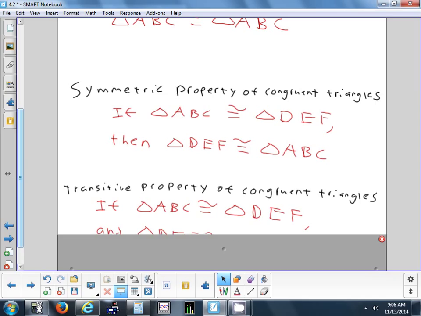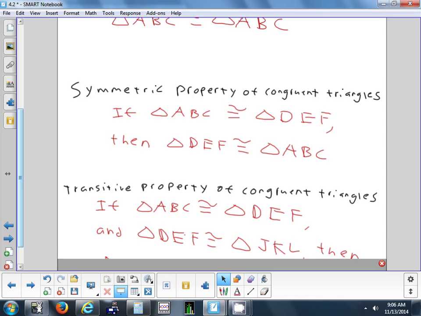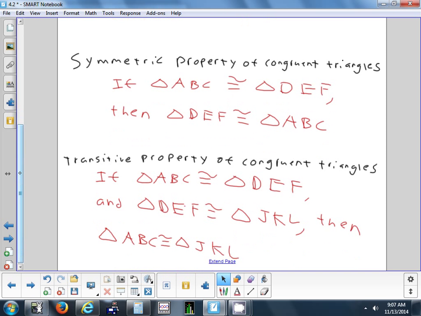Okay, so if triangle ABC is congruent to triangle DEF, and then triangle DEF is congruent to triangle JKL, what would that mean? What would be the conclusion here? Triangle ABC is congruent to triangle JKL. Yes. Triangle ABC is congruent to triangle JKL. Good. Okay, so we see the symmetric, reflexive, and transitive properties. We see them over and over. Now we're just doing them with triangles.